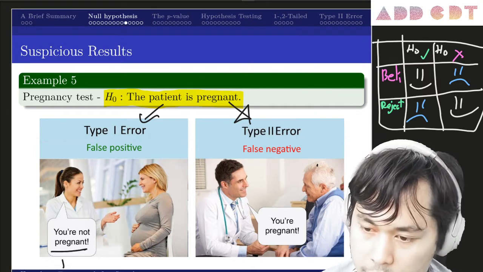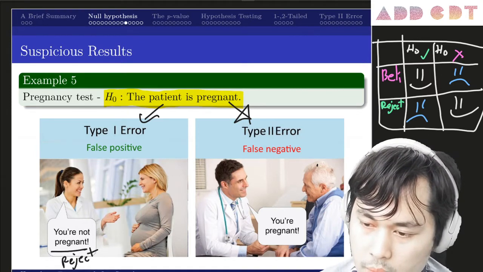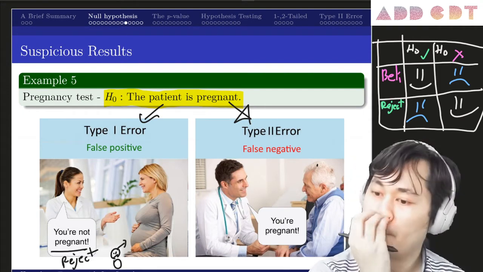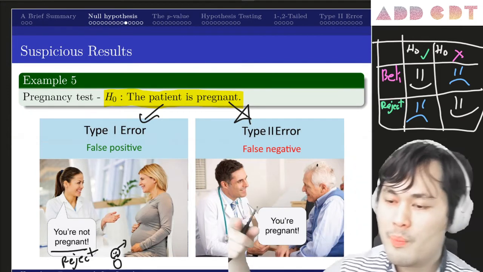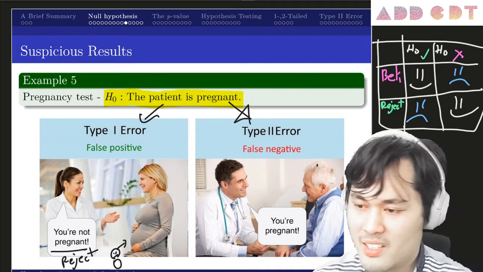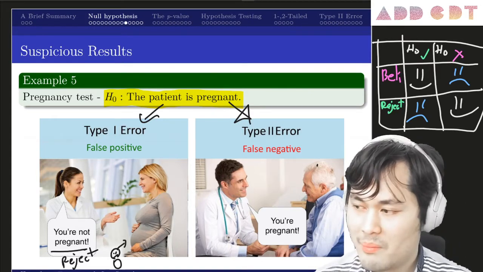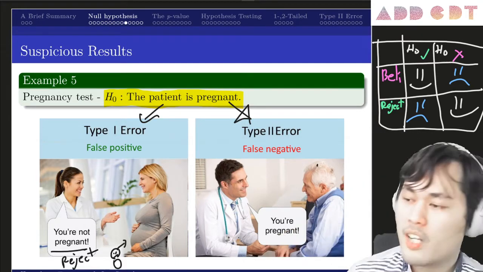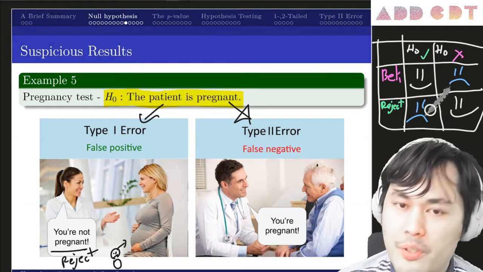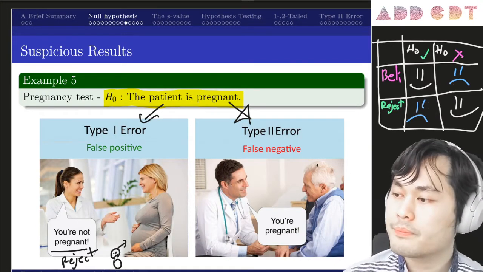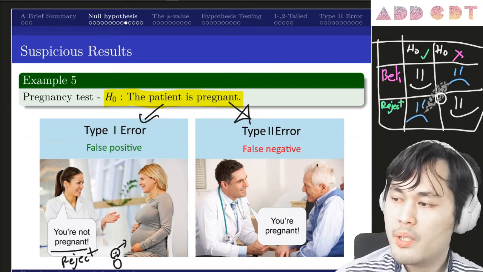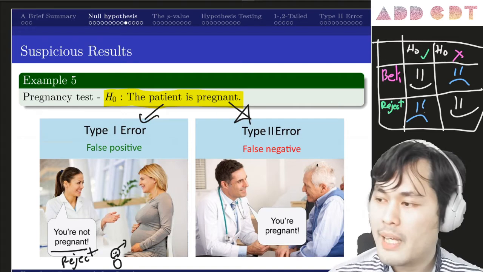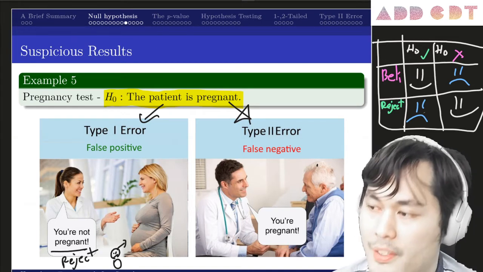This is when we reject, but she is actually pregnant. In this case, we may dismiss the patient. She goes home, and then maybe, I don't know, something bad might happen. So of course we don't want these scenarios to happen. But how can we do that? How can we make sure that these two cases would be less likely to happen?